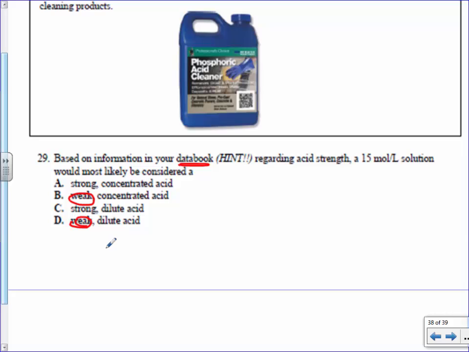Does that make sense? How do you tell whether it's concentrated or dilute? Well, that's based on that number right there. 15 moles per liter. Pretty high. So therefore it's a weak concentrated acid. Weak, because in your data booklet it's not one of the top 6 on that table. Concentrated, because 15 moles per liter is about as concentrated as something can ever be. I can't make it more than that.